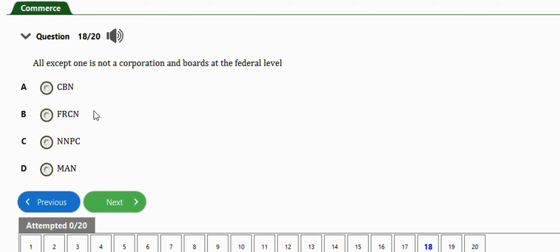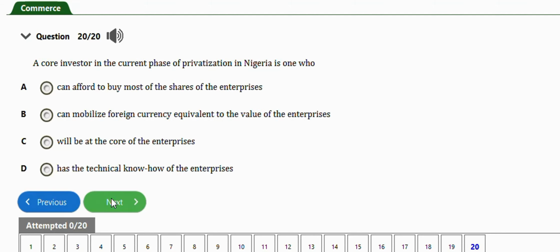Next question, all except one is not a corporation at the federal level: CBN, FRC, NNPC, MAN. The exception here is MAN, Manufacturers Association of Nigeria. This is basically a trade union. Next question, a core investor in the current phase of privatization in Nigeria is one who can afford to buy most of the shares of the enterprise, can mobilize foreign currency equivalent to the value of the enterprise, will be at the core of the enterprise, has the technical know-how of the enterprise. So guys, the right answer to this question is one who can afford to buy most of the shares of the enterprise.